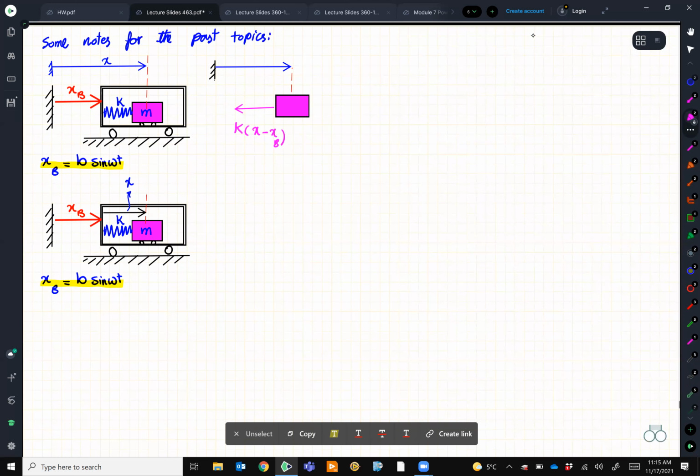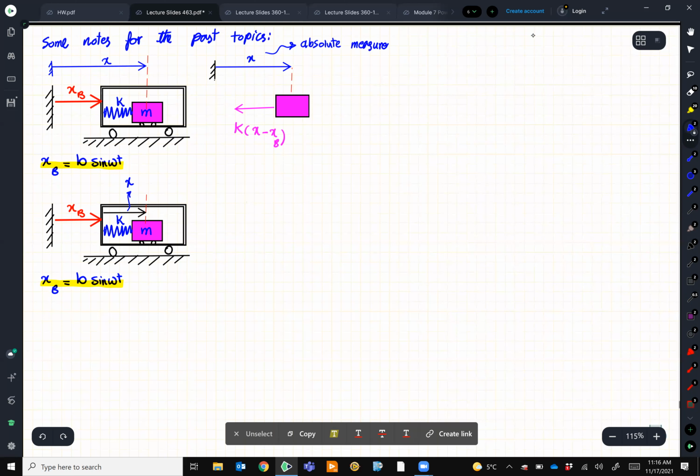So that's the free body diagram. Do you agree with that? So the cart moves with xp. We are outside. We saw that mass m moves with x. So the spring then deflects by x minus xp. I have a tension k(x minus xp). That's my free body diagram. And this x, we know this is the absolute measurement, something with respect to the ground.